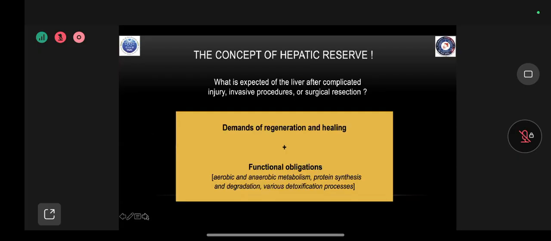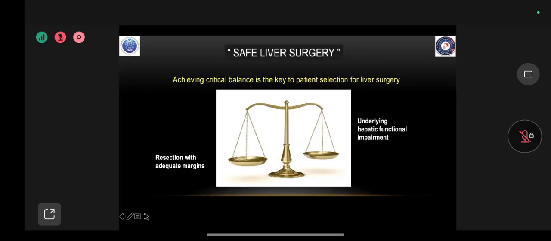There is a concept called hepatic reserve. Once you remove a part of the liver, whatever is left behind has to meet the demand of regeneration and healing, plus the functional obligations of the liver, which we know are the metabolic functions, protein synthesis, detoxifying. If any of them is impaired, you will have post-hepatectomy liver failure, which is the most common cause of mortality after liver resection. So to do a safe liver surgery, you need to achieve a balance of resection with adequate margin and the underlying hepatic functional impairment.